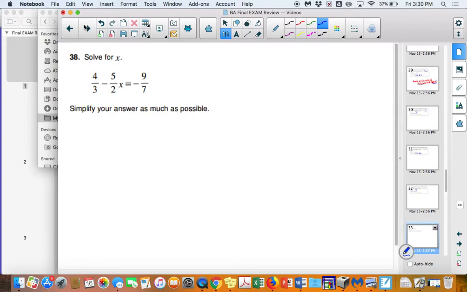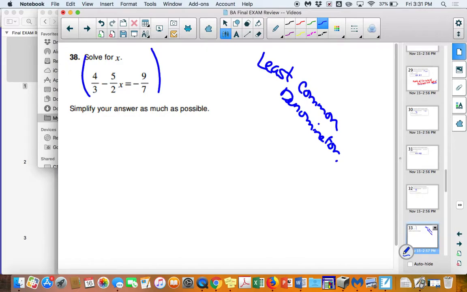Okay, so we finally get on to something else. Solve for x. Well, I'm assuming most of y'all said, ew, fractions. So we want to go through there and we want to clear the fractions. What you need is a least common denominator. Okay, so I would say we've got 3 and 2. Well, that's got to be 6, right? Well, 6 and 7 don't have anything in common, so you're just going to have to say 6 times 7. Well, 6 times 7 is 42. So we're going to multiply everything times 42.